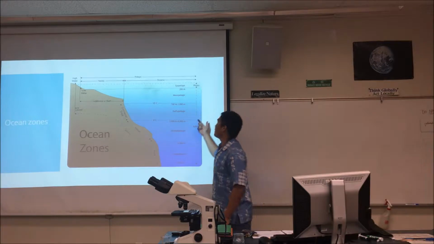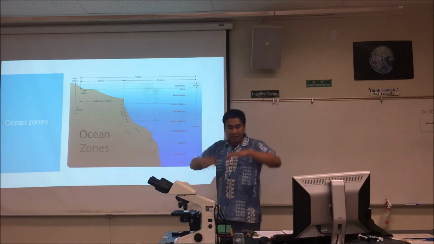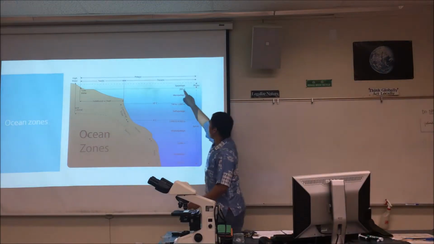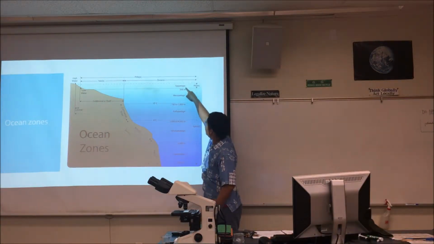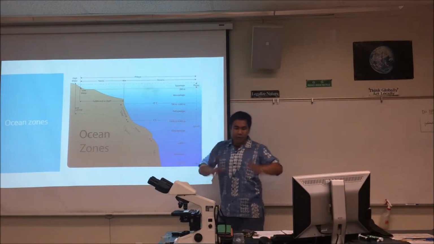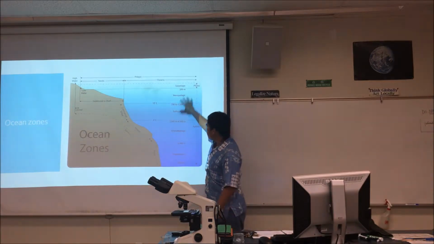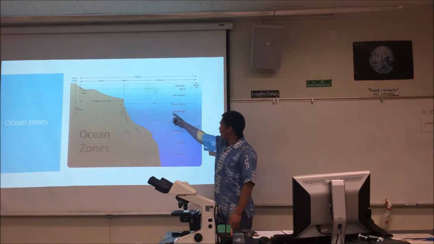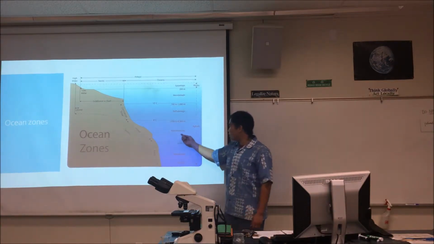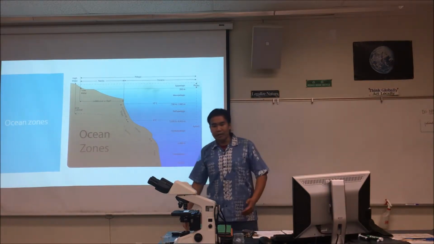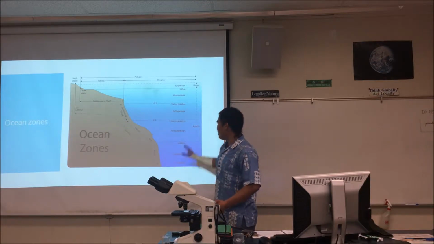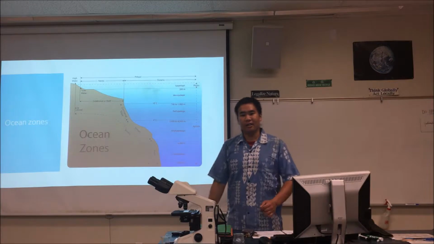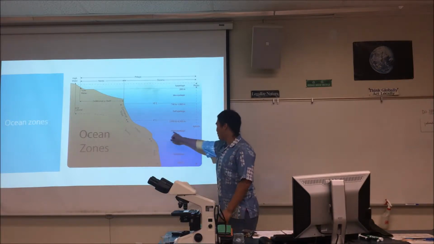Okay, let's look at these names. Epi means outside or top, like epidermis, right? So epipelagic is the top, the first 200 meters. That's what we're going to talk about, right? The rest of the zones, right? Mesopelagic, meso means middle, bathy means deep, abyssal pelagic means bottom of the ocean, right? If you ever heard someone talking about something abysmal, like your grades, right? Bottom of the ocean, right?